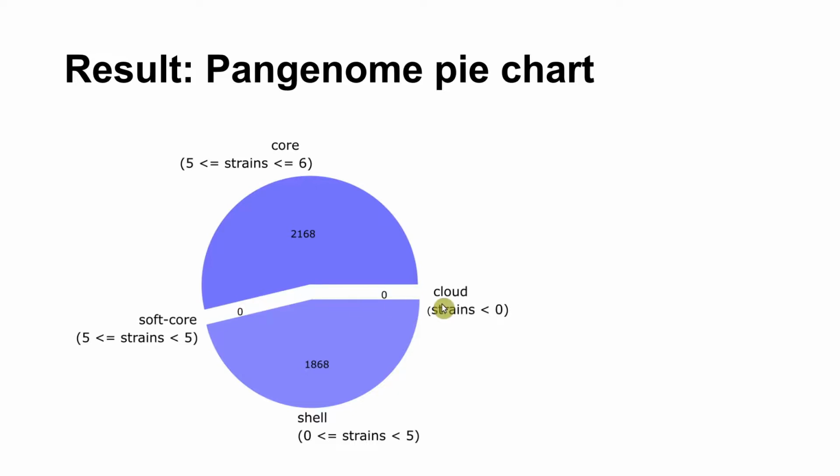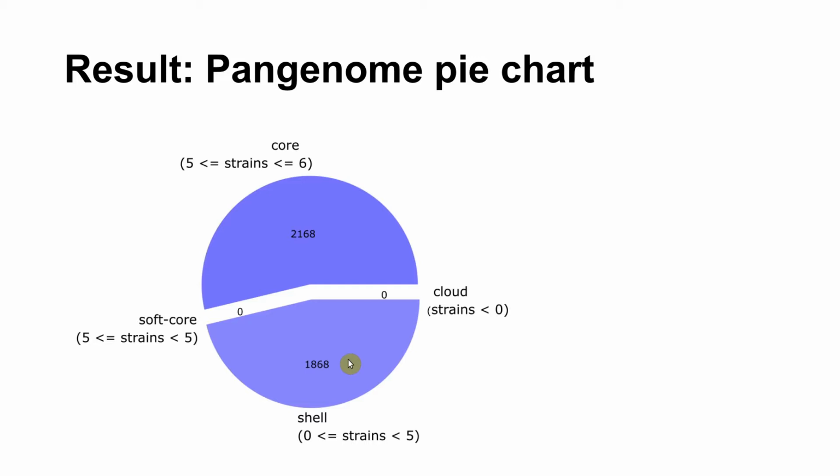Now, when we go to the accessory genes, which are here, Roary separates them further into shell and cloud genes. Accessory genes are genes that are shared by some of the strains or species under study. So here we have 1,868 genes that are classified as shell genes. And so this is also another way to find more information about your strains or species under study.